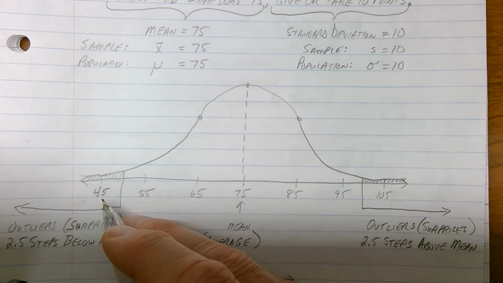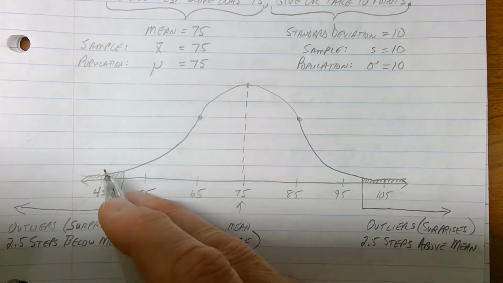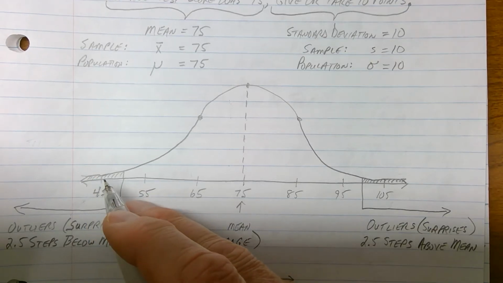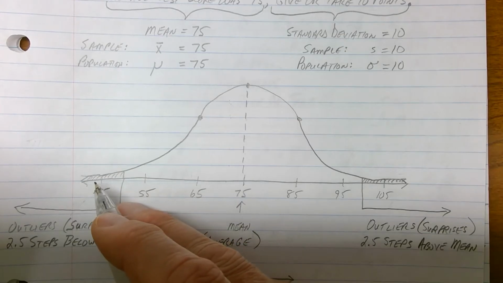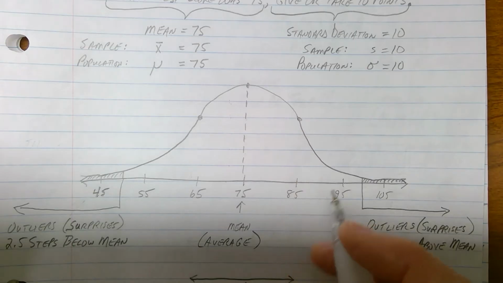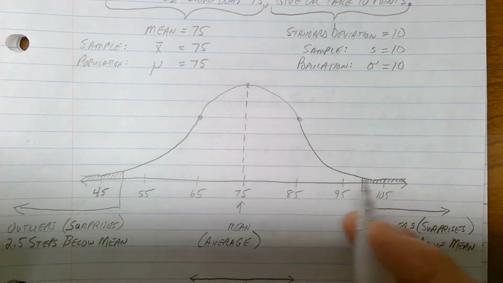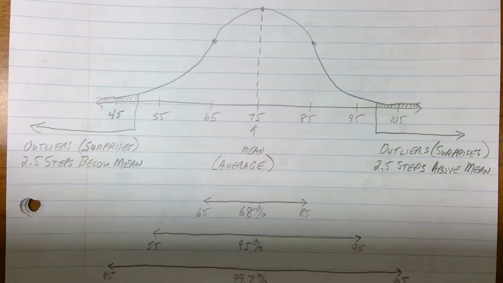If somebody scored a 45 on my test when the average was 75, I would find that really unusual. But maybe one person scored a 40 or a 45 or a 46 in this area. Not very many, maybe 1 out of 100. Unusual. So our outliers lie 2.5 steps above the mean or 2.5 steps below the mean.